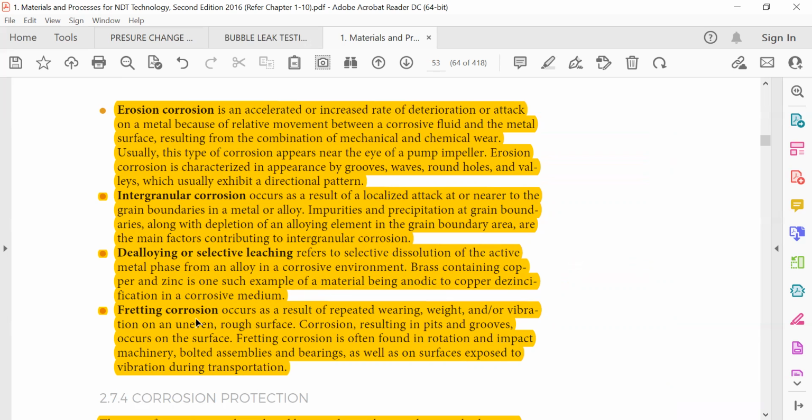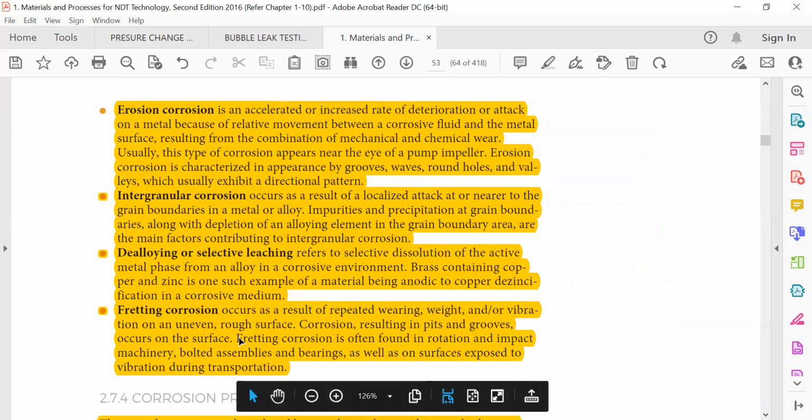Fretting corrosion occurs as a result of repeated wearing, load, and vibration. Rough surface corrosion resulting in pits and grooves occurs on the surface. Fretting corrosion is often found in rotating and impact machinery, bolted assemblies and bearings, as well as surfaces exposed to vibration during transportation. Transportation or use, no problem. Fretting corrosion is most important.